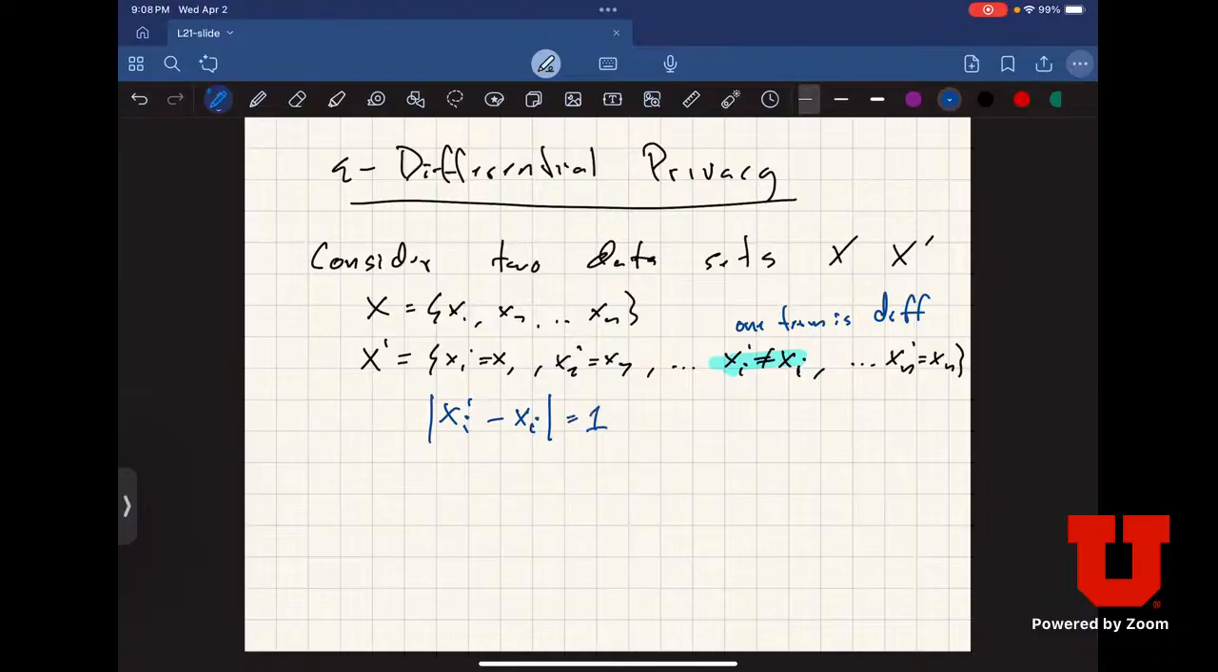Okay, so this can mean two different things. Either xi is going to be a real value, and so xi prime is going to be xi plus or minus 1, so they change the real value by 1. Or we'll say xi is going to be in {0, 1}, where if it's 1, that means it's in the data set, and if it's 0, it's not in the data set.